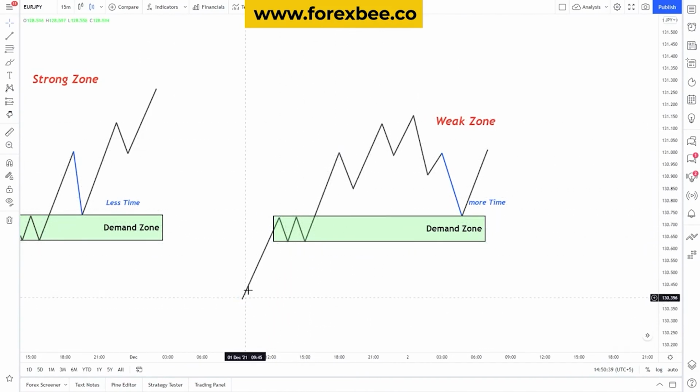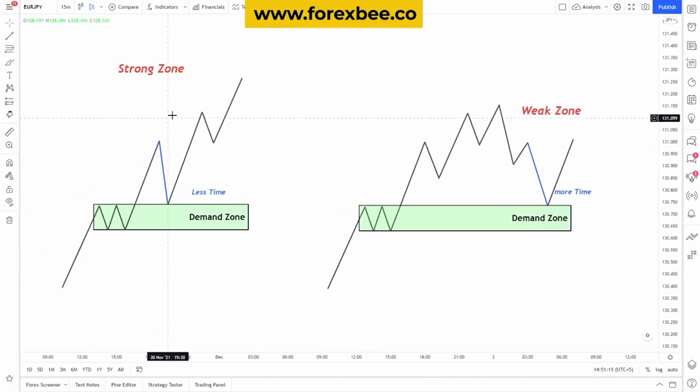So here we can see the formation of the demand zone, a base rally demand zone, and then the price kept moving above the zone. It didn't come back right away, and it did come back, but only after a long time. The price kept moving above the zone, and then after a while it came back. This is a weak demand zone.